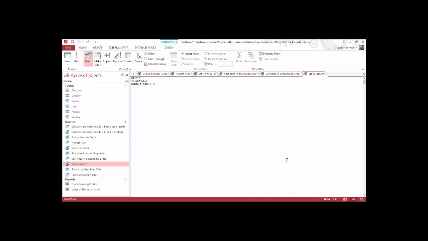And this here is the SQL behind it. It's just saying if stock is equal to or less than 5, present me the results.